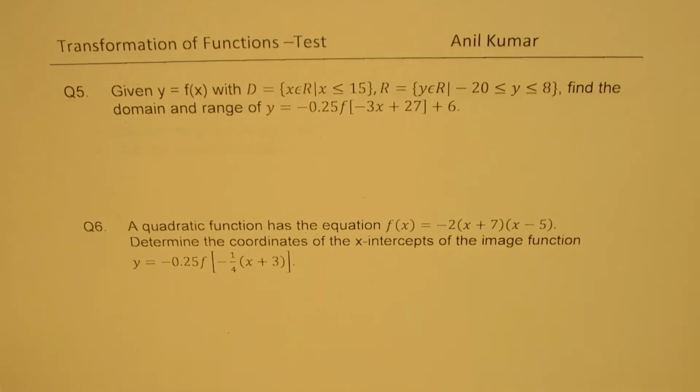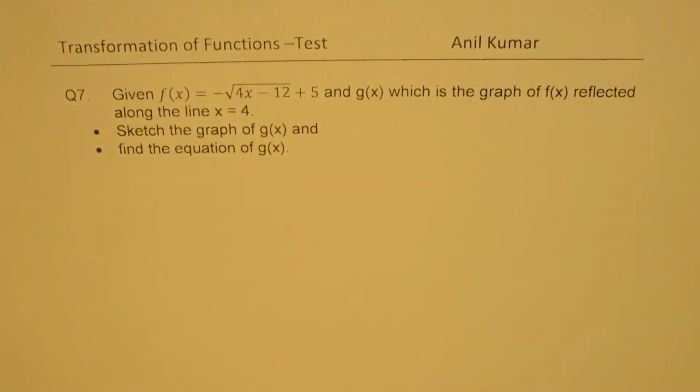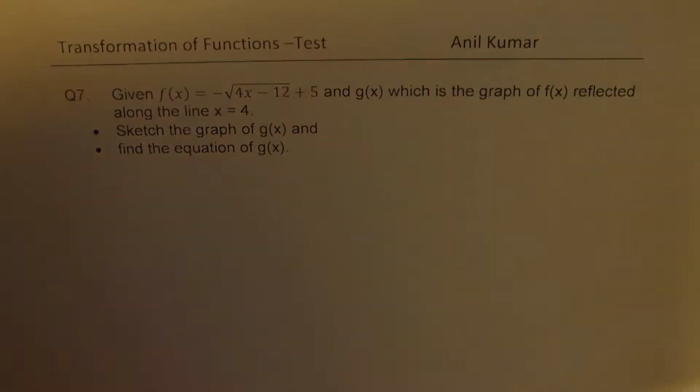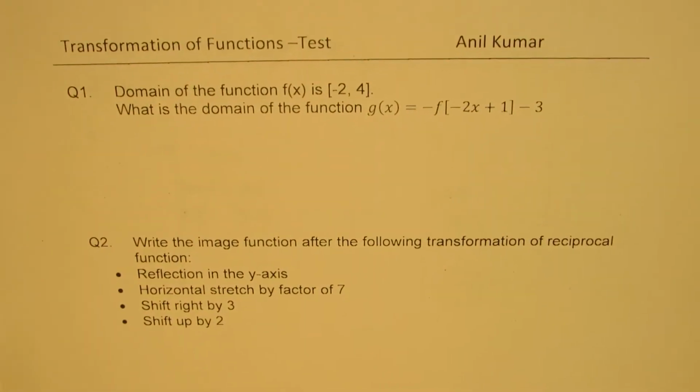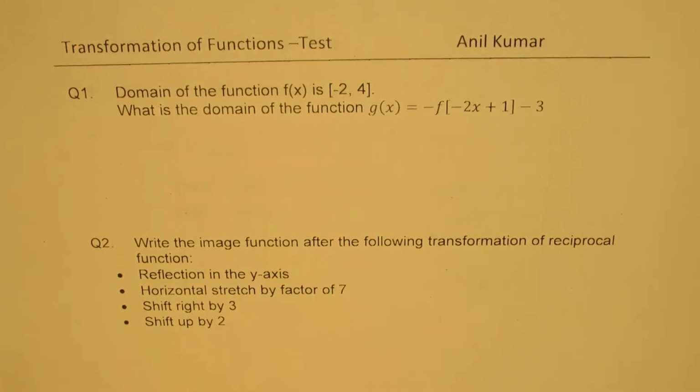And question number 6 is to find the x-intercepts in the new image function whose transformation is again given to you. And question number 7 is that a square root function, which is a transform function, has been reflected on x equals 4, and you have to write the equation of the reflected function. A graph of this kind will really help you to get the answer, so it will be better to first sketch the graph and then find the equation, right? So I hope you find them interesting and useful. Let's begin with the solution of the very first now.